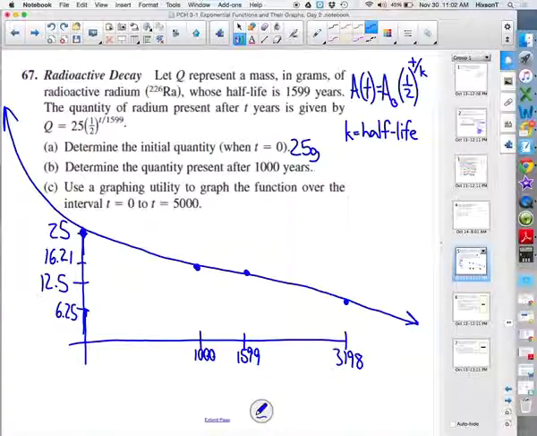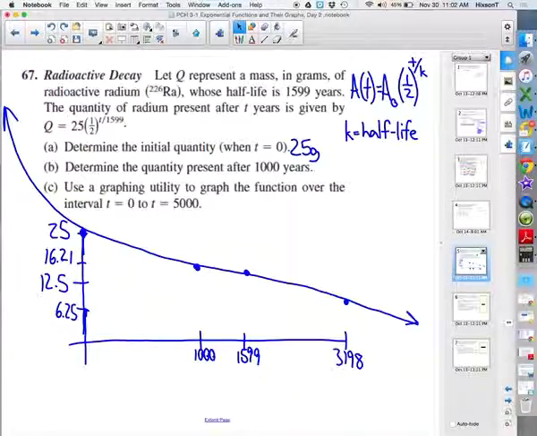So that's what we've got. Does that make sense? So would you plug in the 1,000 to T or K? T, yeah, because we already know K is 1599. That's not going to change at all for this problem. But the T will change. Okay. Any other questions? All right. Good.